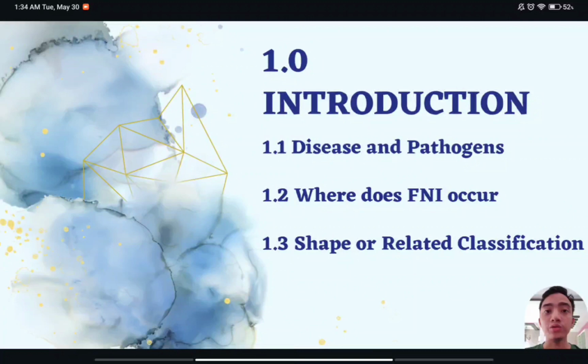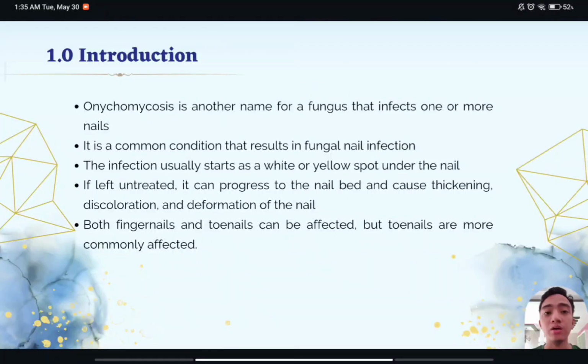For the introduction, we got to know what the disease and pathogens are, where fungal nail infection popularly occurs, and the shape or related classification involved. Fungal nail infections are caused by various types of fungi, including dermatophytes, yeast, and molds. The most common pathogens associated with fungal nail infections are dermatophytes. Dermatophytes are a type of fungi that can infect the skin, hair, and nails. Trichophyton rubrum, Trichophyton mentagrophytes, and Epidermophyton floccosum are the three most prevalent dermatophytes that cause nail infections.